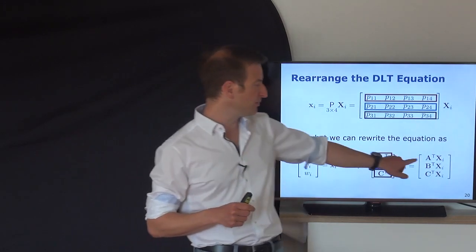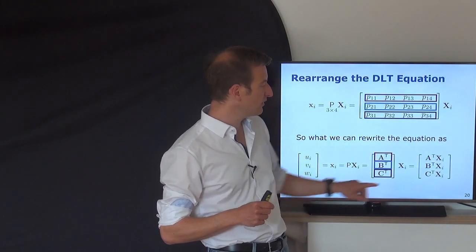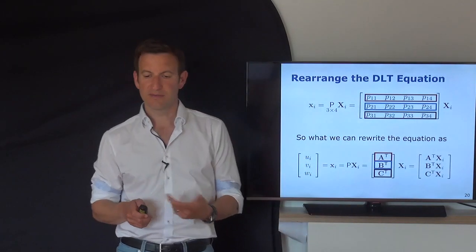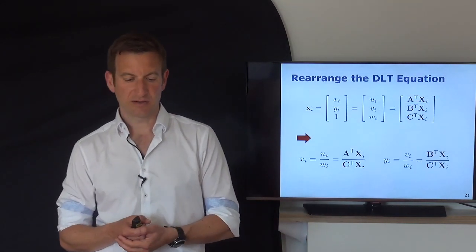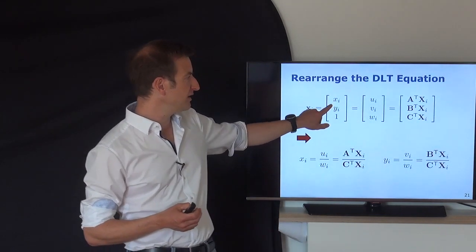So that means it would be a division of A transpose X by C transpose X for the first component, and B transpose X divided by C transpose X for the second component. And we can just write that down. So our xi in Euclidean coordinates is written over here.